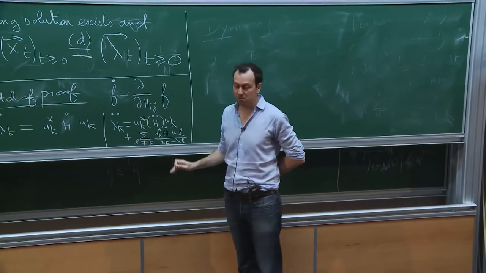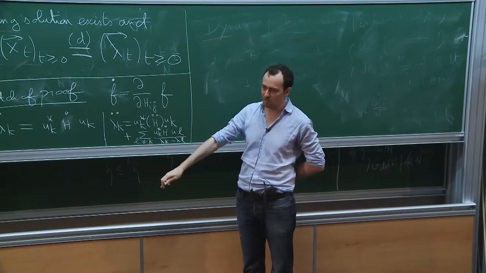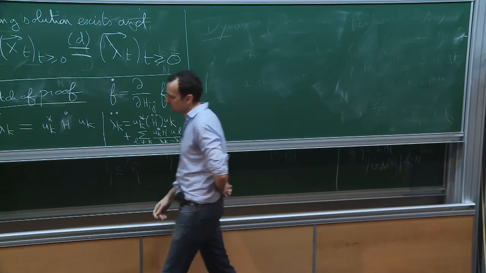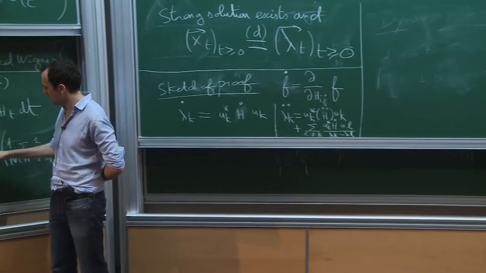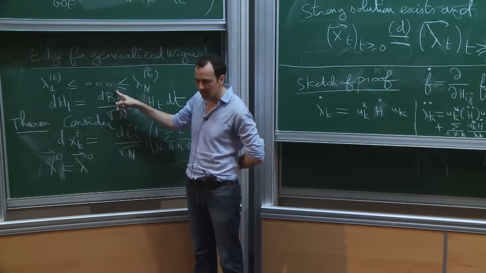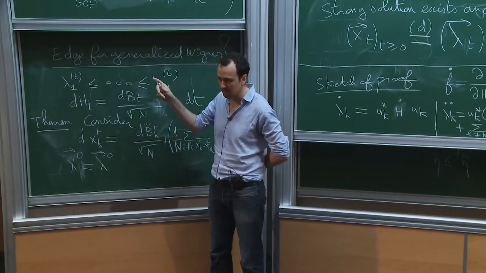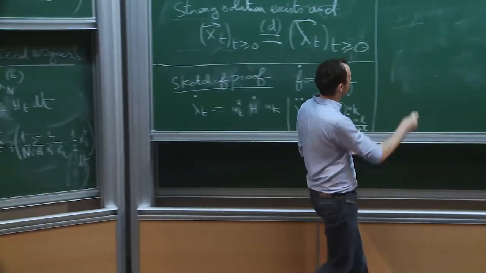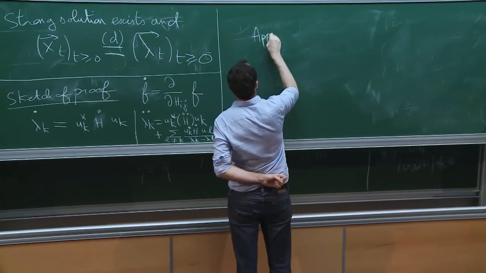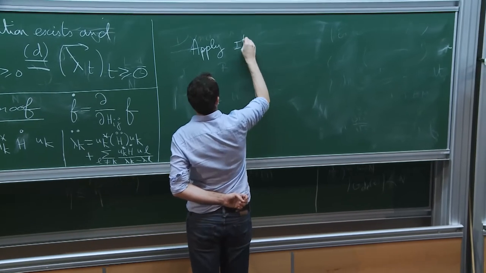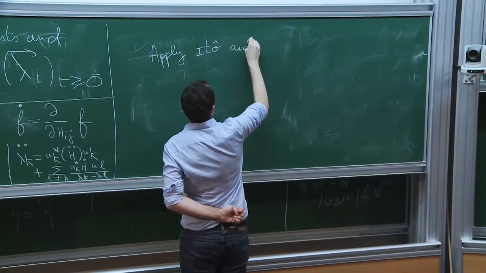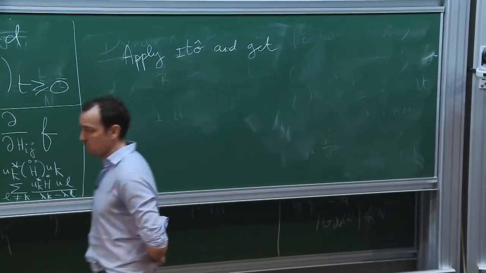So once you have this, you can agree that you can blindly apply Itô. What you will end up with is that this B tilde is not exactly B, but it's B conjugated by uk. So apply Itô, and just get equation one.